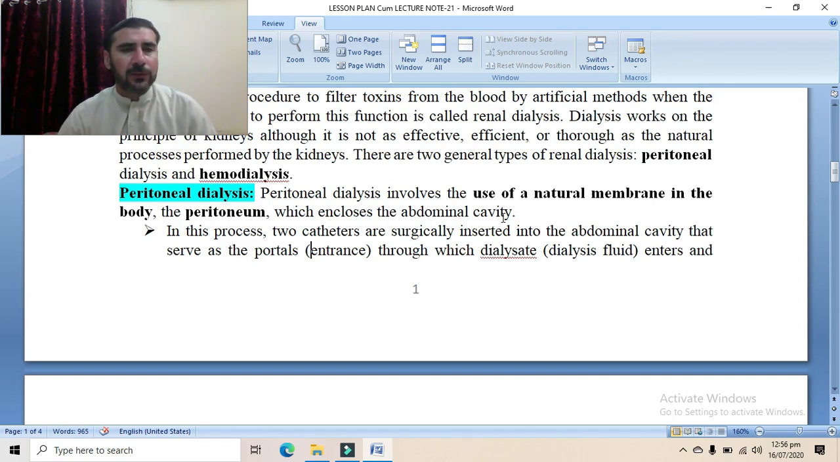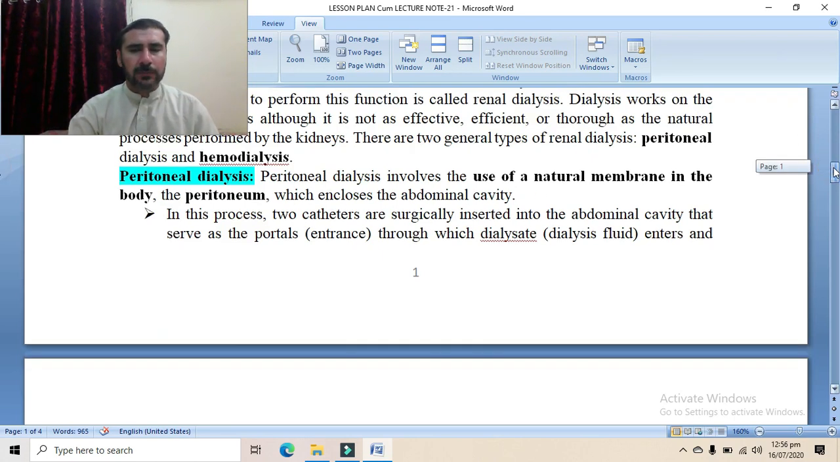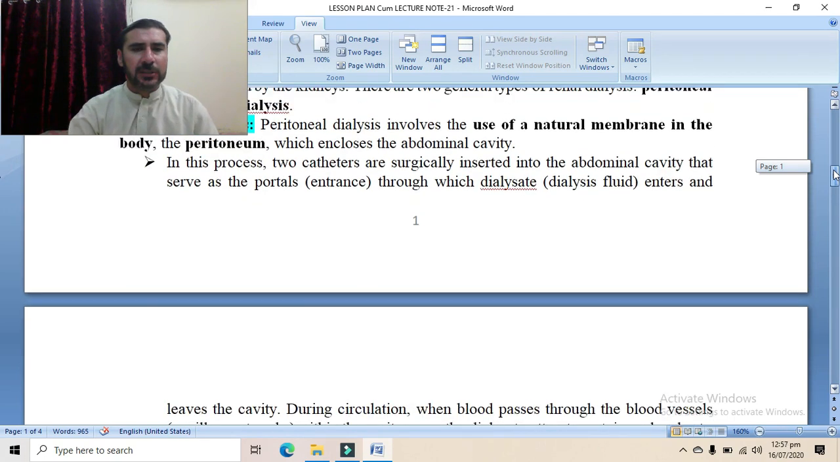So the waste product will move from the blood in the capillaries in the peritoneum into the dialysate which is present in the peritoneal cavity. So this is the summary of peritoneal dialysis. Now we will study it step by step. Peritoneal dialysis involves the use of a natural membrane in the body, the peritoneum, which encloses the abdominal cavity.